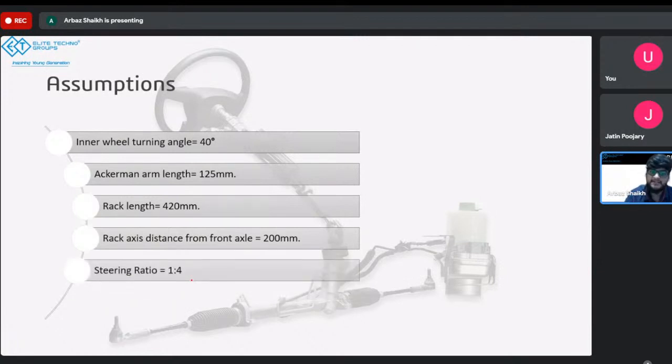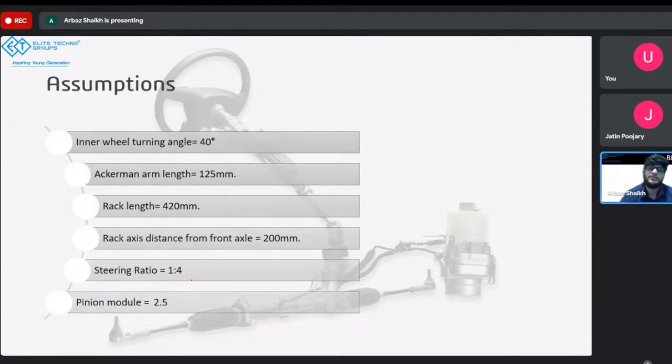Next, we went to the steering ratio. What was the steering ratio? Steering ratio is the ratio between the angle turned by your wheel to the angle turned by your steering wheel. Okay, the angle turned by your road wheel to the angle turned by your steering wheel. So if you rotate your steering wheel by 4 degree, that's when 1 degree of your road wheel will be changing. So that's what steering ratio means.